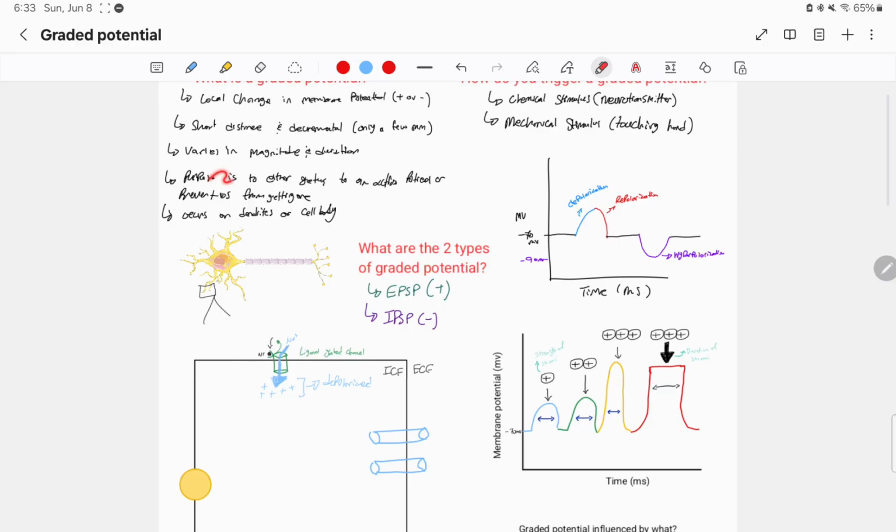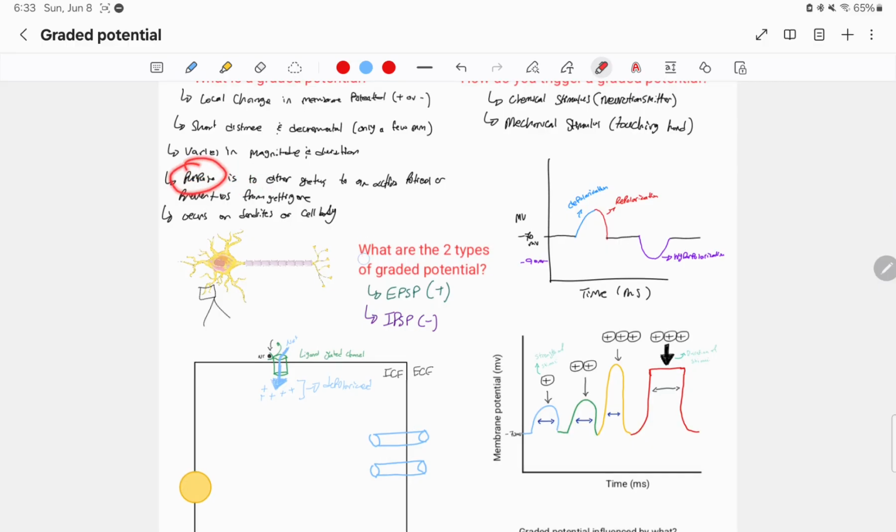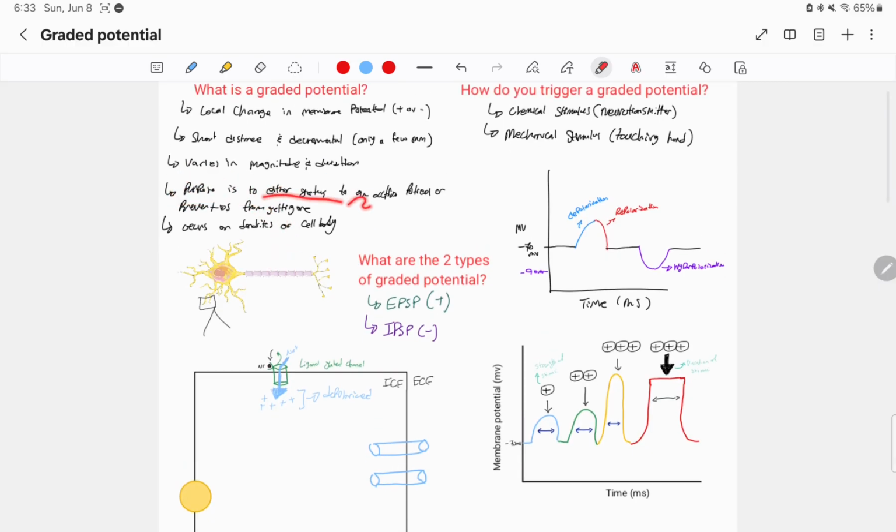Why do I say that? Because remember, the entire purpose of a graded potential is to either get us to an action potential or prevent us from getting one. Well, how would I get to an action potential? I have to use an EPSP. How would I prevent us from getting an action potential? I would use an IPSP.